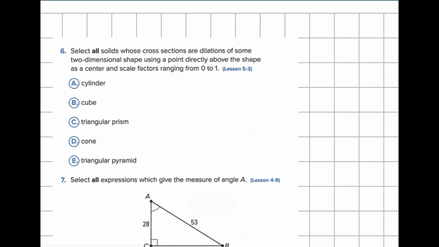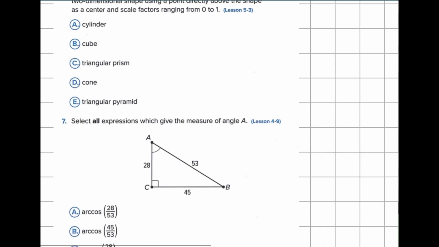Select all solids whose cross sections are dilations of some two-dimensional shape using a point directly above the shape as the center and scale factors ranging from 0 to 10. Which one of these, and there's more than one, I'm looking, there's 3 of them. Which one of these can I cut up, and we'll say horizontally, and you have the same shape, but they're not the same size? There's 3 of them in this answer.